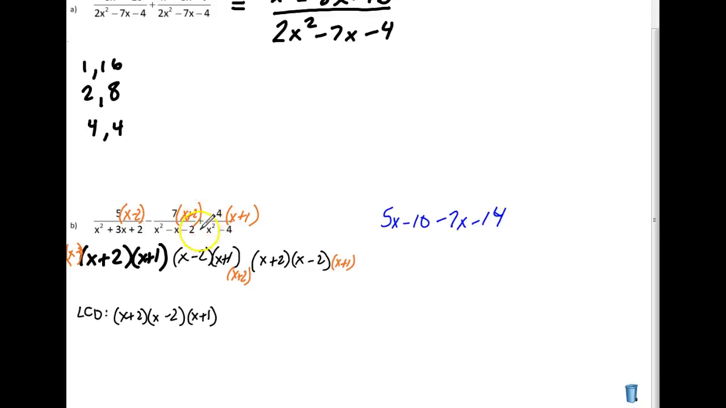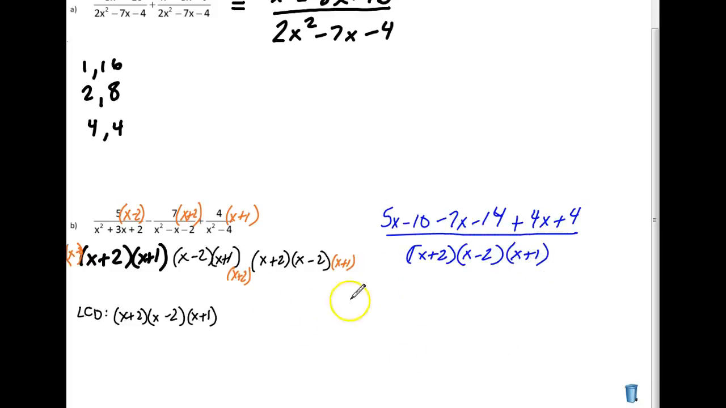Okay, and then my last one, I'm adding it, and I have a 4x and a 4. So 4x plus 4. Okay, and that all is over my common denominator of x plus 2 and x minus 2 and x plus 1, all three together.